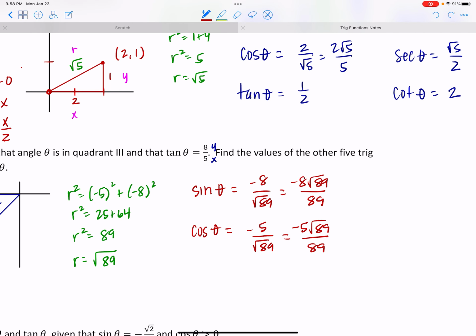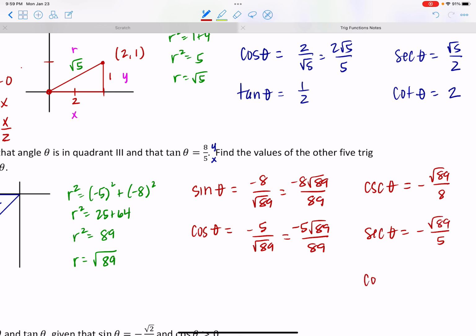So now we'll do the reciprocal of sine, which is going to be cosecant. So let me flip that version. So we're looking at a negative radical 89 over 8. Reciprocal of cosine is going to be secant. I'm going to flip that version. So that's going to be a negative radical 89 over 5.